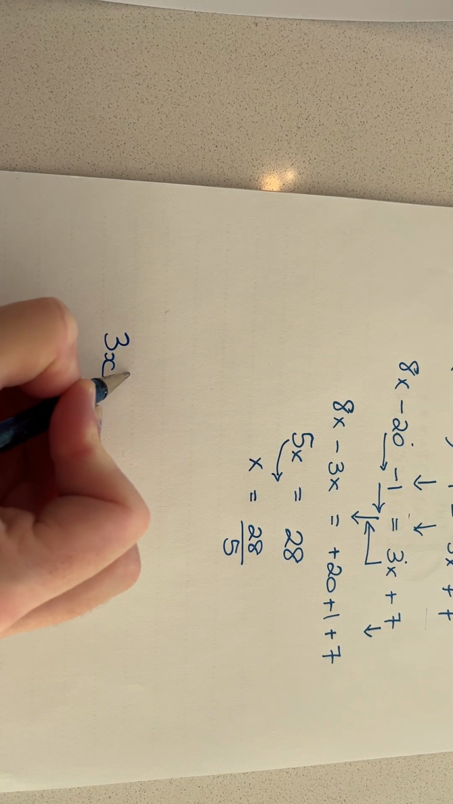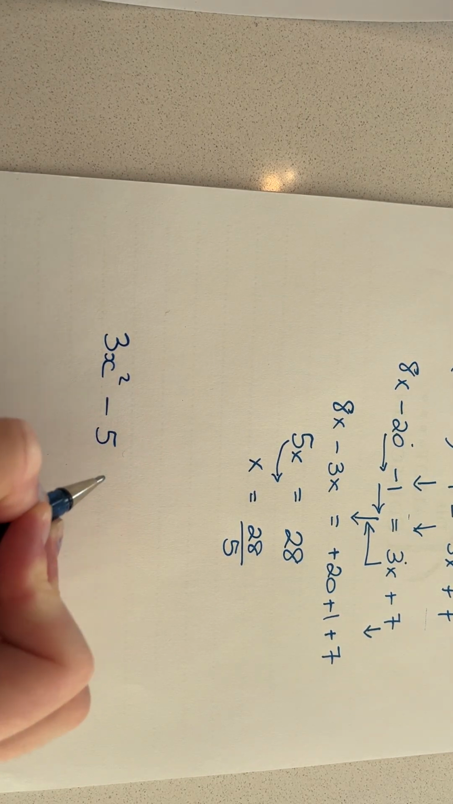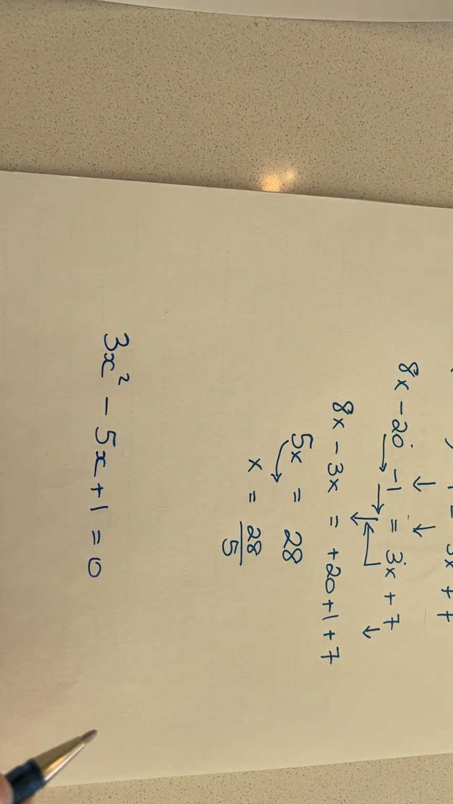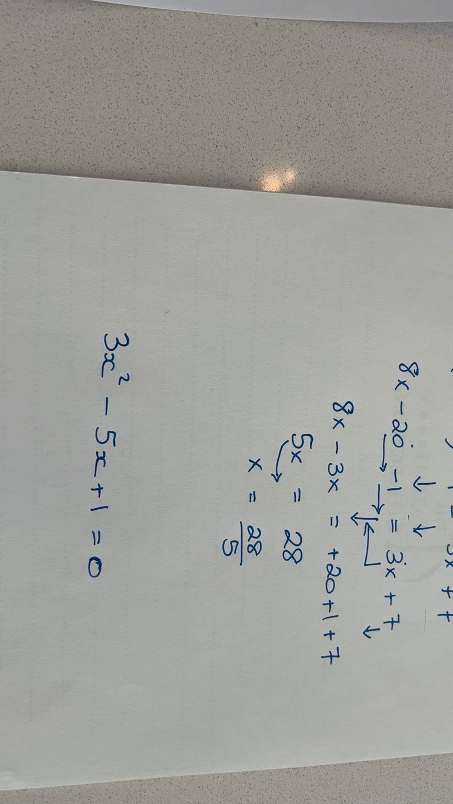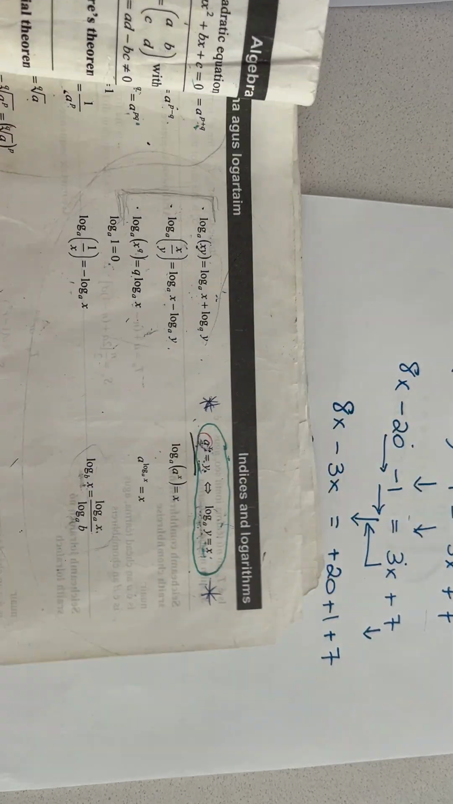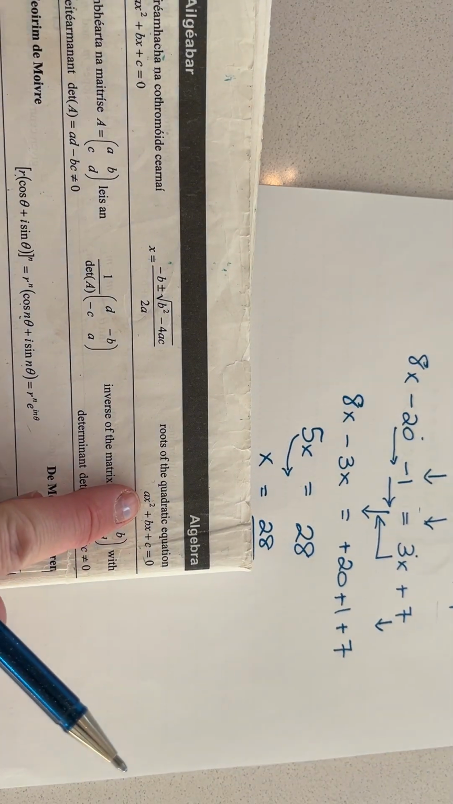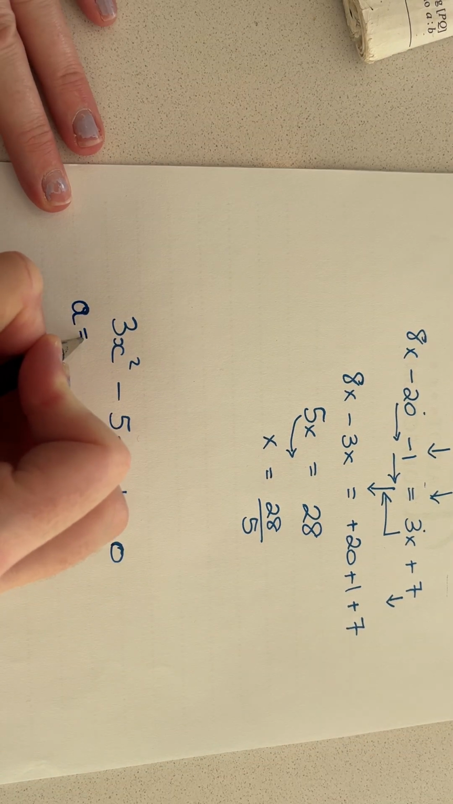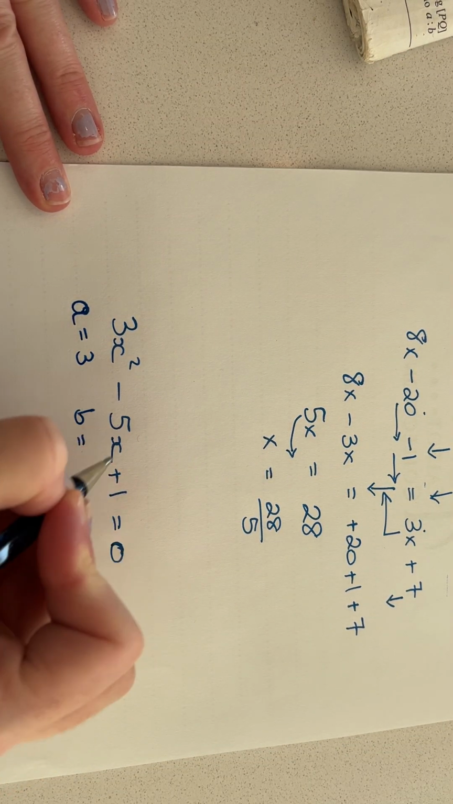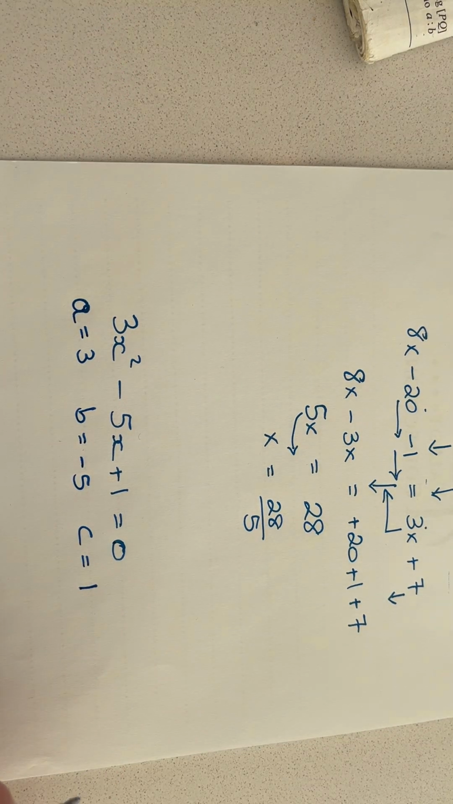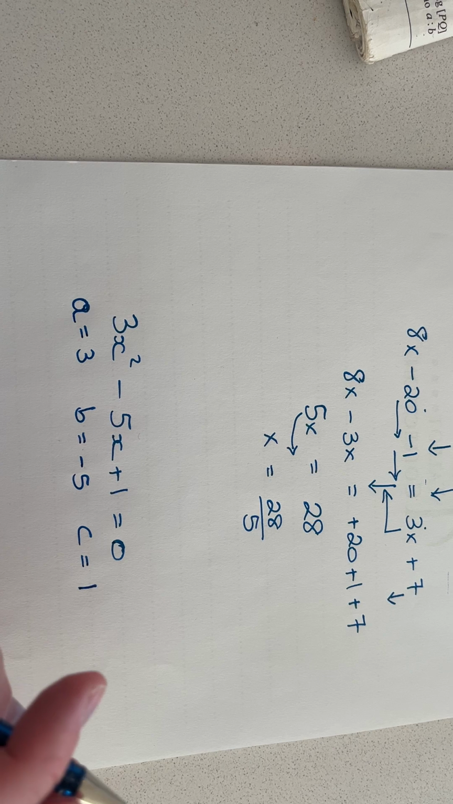Again, it's asking me to solve, except this time it has an x squared in it. Whenever I see an x squared, I'm usually thinking about the minus b formula. So I go to my log tables, I get my algebra section, and I carefully match off A is the 3, B is the minus 5, and C is the plus 1. And then I carefully fill into my formula.